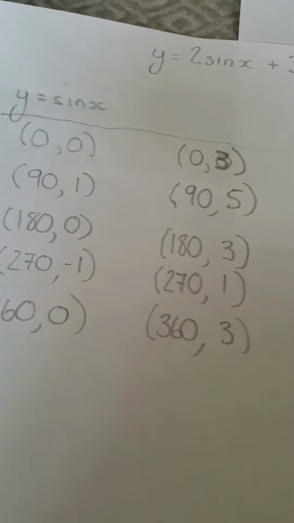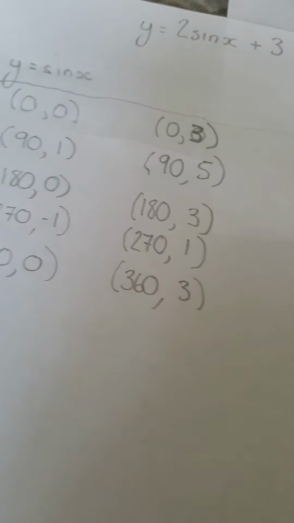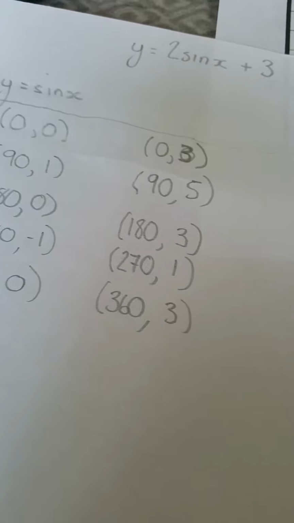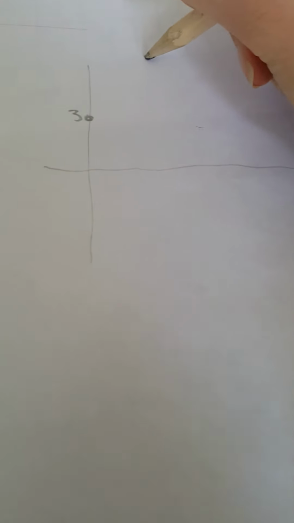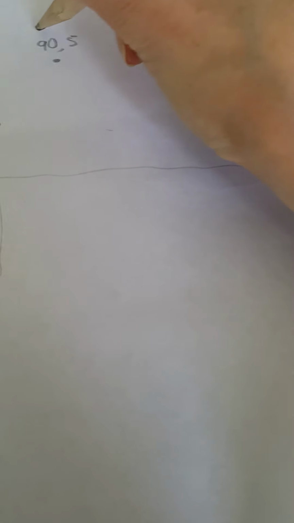Just very roughly, I can now draw a graph like this, and I can put these points into it. My first point is going to be 0, 3, so I'll make that 0, 3 there. Then I've got 90, 5, make that 90, 5 there. The next one's 180, 3, there's my 180, 3, and then I've got 270.